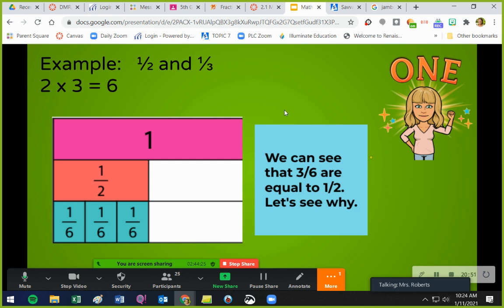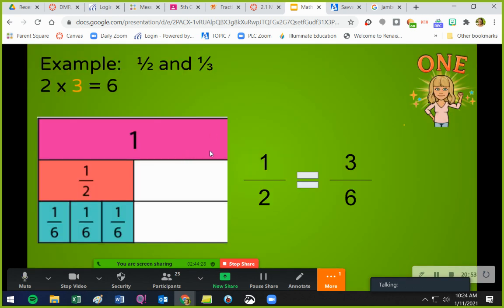Now I'm going to show you why that works. I'm telling you that these are equal, and this is how that works. Notice up here, I multiplied by 3. If I multiply by 3 on the bottom to get 6, I'm taking these two numbers from my fractions and multiplying them. 2 times 3 is 6. 1 times 3 is 3. That's how I know these are equal.